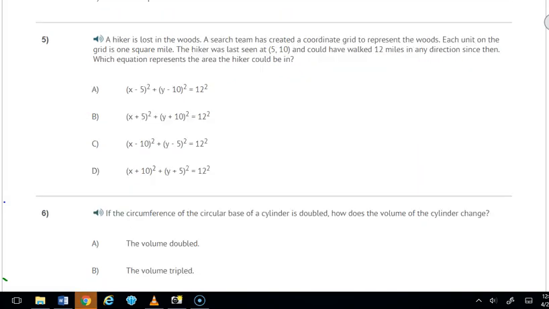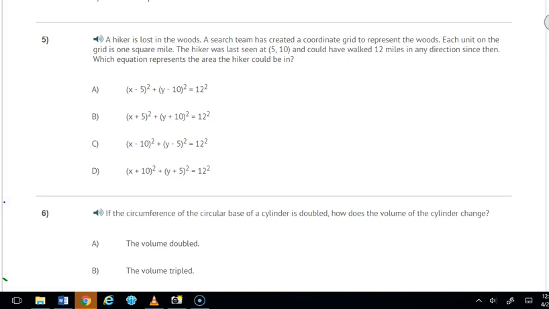So number 5 says a hiker is lost in the woods. A search team has created a coordinate grid to represent the woods. Each unit on the grid is a square mile. The hiker was last seen at 5,10, and could have walked 12 miles in any direction since then. Which equation represents the area the hiker could be in?